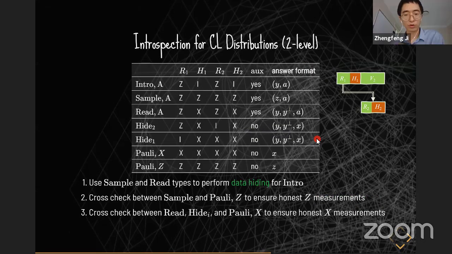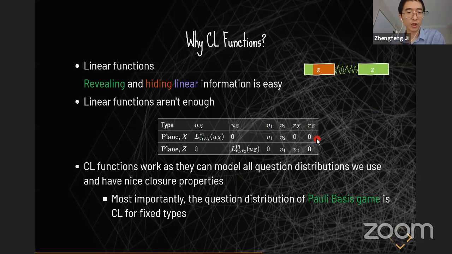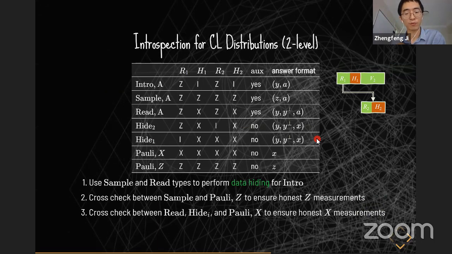So the next thing, we have a definition of CL functions, and we will see that you can actually design an introspection game for sampling these distributions. To make things simple, we consider two levels of CL functions. So there will be R1 to H2. You first reveal information in R1 and hide information in H2, and then condition on what you see in R1, you decide where R2 is, and you reveal the information and you hide the information in H2.